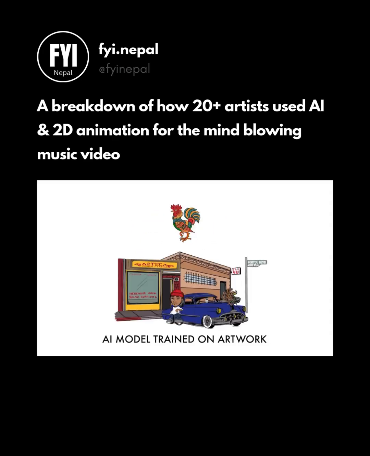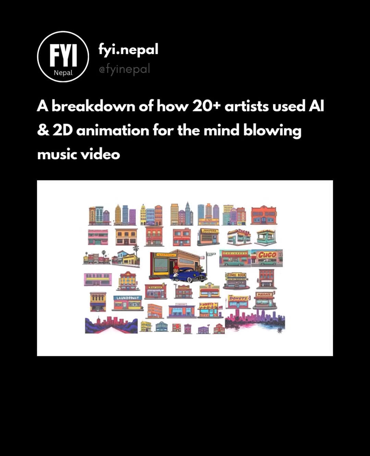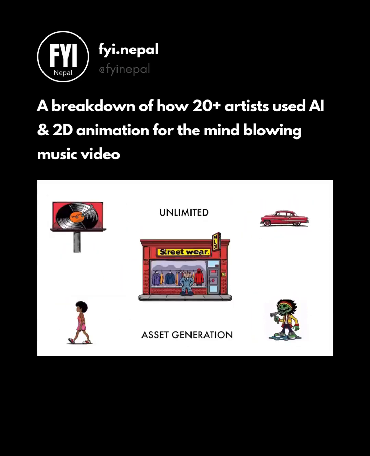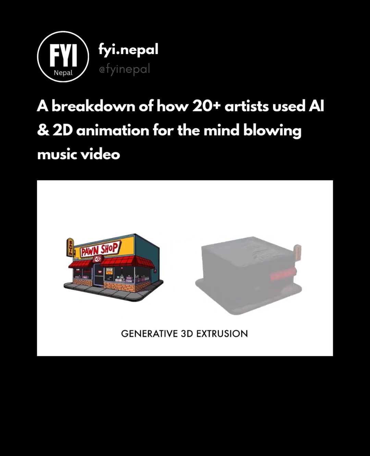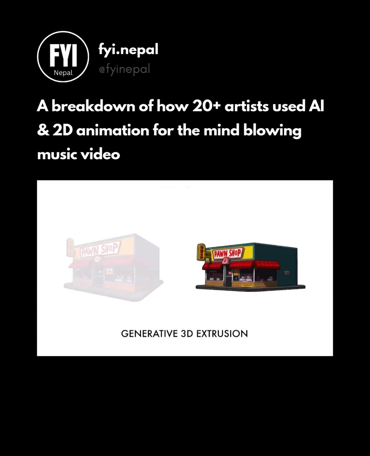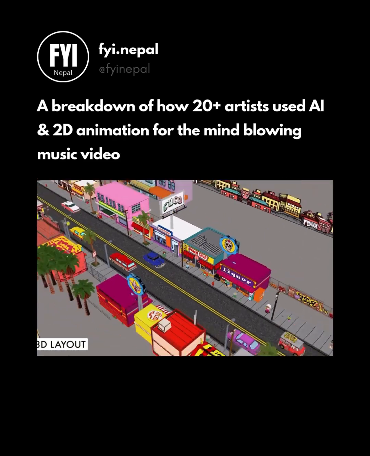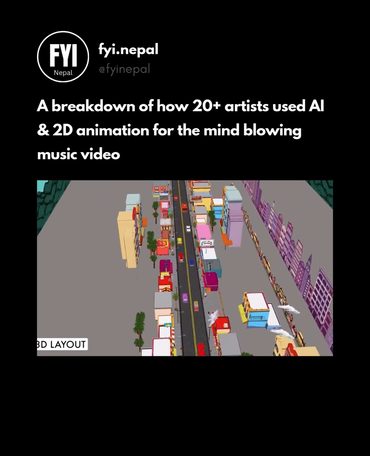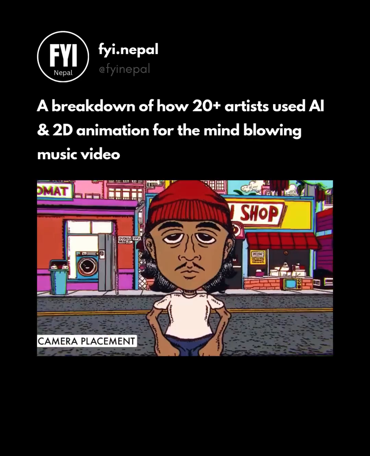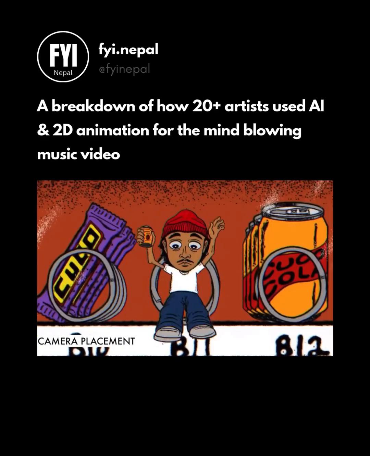We trained an AI LoRA model on those original illustrations, which gave us the ability to go from 60 assets to unlimited assets. We used a 3D generation tool to extrude the 2D assets into 3D assets and built out an entire 3D city in the style of Paul Flores. We called it Kuko Town. It allowed us to create more dynamic camera moves and return to the same environment in multiple scenes.